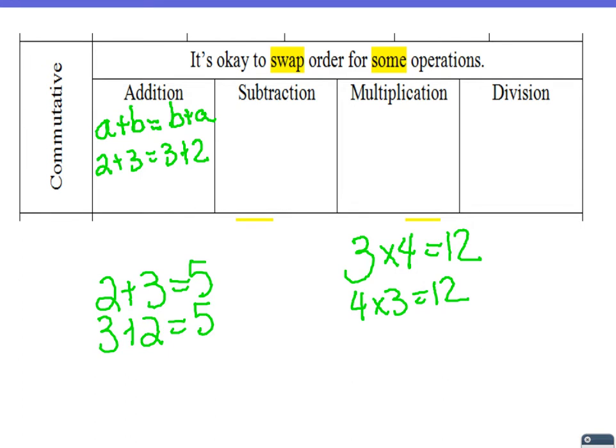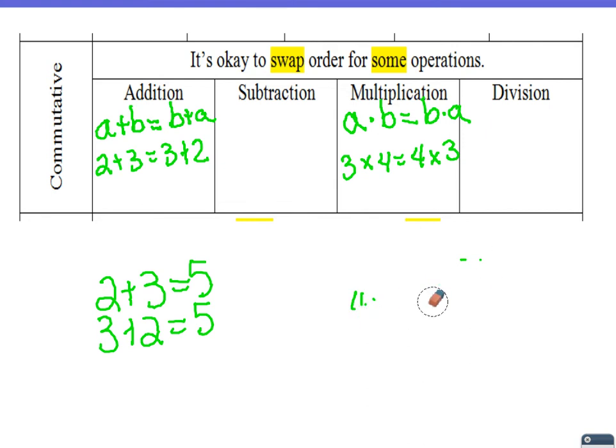So it is commutative. I can swap the order when I'm multiplying, and in variables that looks like a times b equals b times a. And I can write it here, 3 times 4 equals 4 times 3. Okay, so I'm going to get these out of the way so I can do the others.